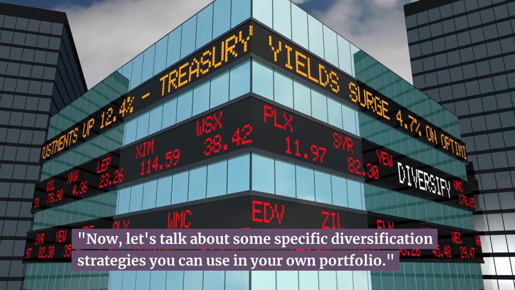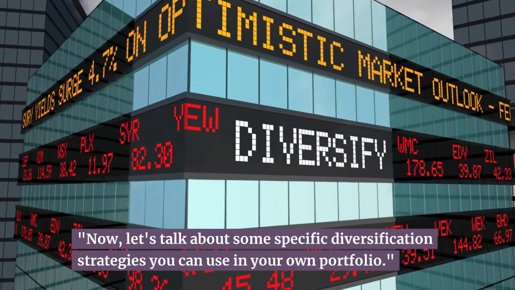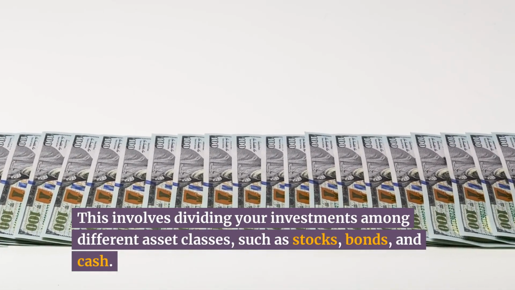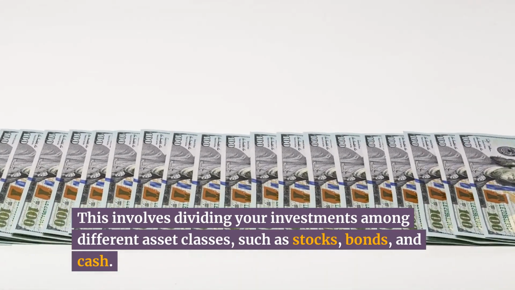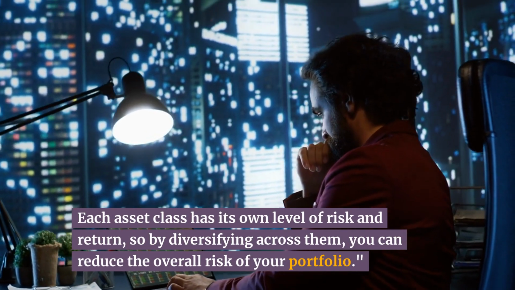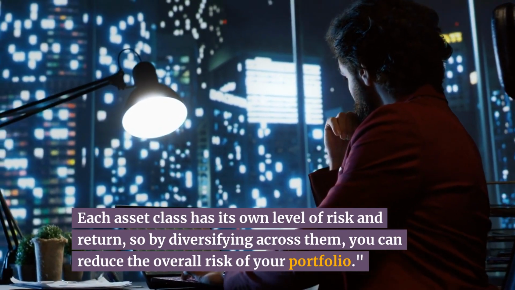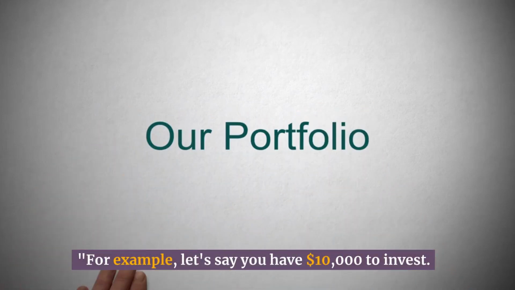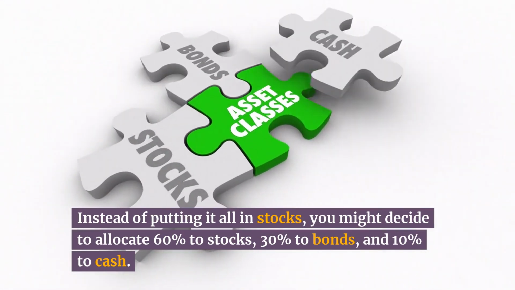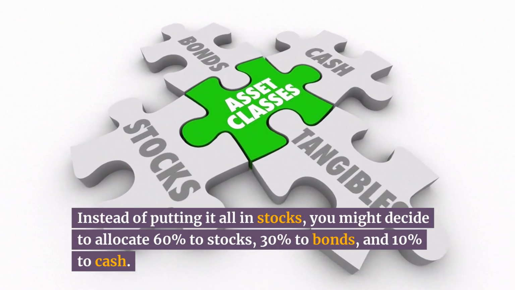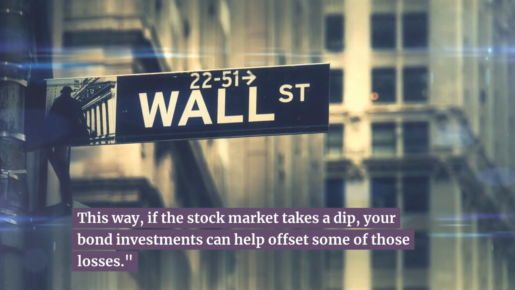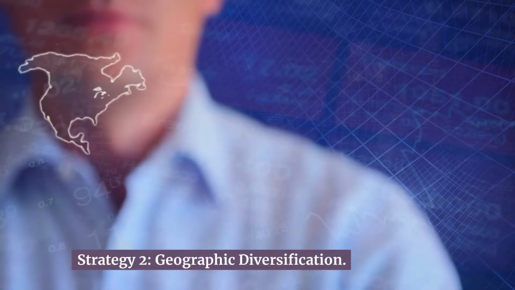Now, let's talk about some specific diversification strategies you can use in your own portfolio. Strategy 1. Asset allocation. This involves dividing your investments among different asset classes, such as stocks, bonds, and cash. Each asset class has its own level of risk and return, so by diversifying across them, you can reduce the overall risk of your portfolio. For example, let's say you have $10,000 to invest. Instead of putting it all in stocks, you might decide to allocate 60% to stocks, 30% to bonds, and 10% to cash. This way, if the stock market takes a dip, your bond investments can help offset some of those losses.